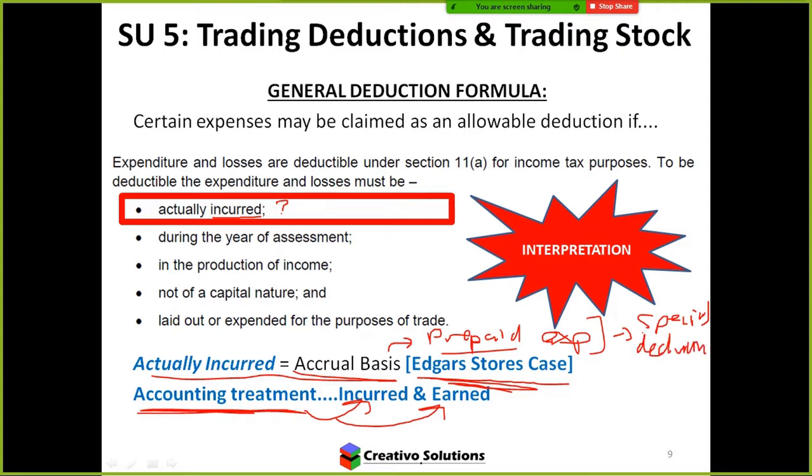The point I'm trying to make with this example is that if you get one thing wrong, in other words, this is wrong, this is right, this is right, this is right, this is right, SARS will say sorry, you cannot deduct it. You have to meet all the criteria. Section 11A means I have to meet everything. Tick, tick, tick, tick, tick, tick, tick. If I can tick everything, then they'll allow me to deduct it. Happy with that? Does that make sense?